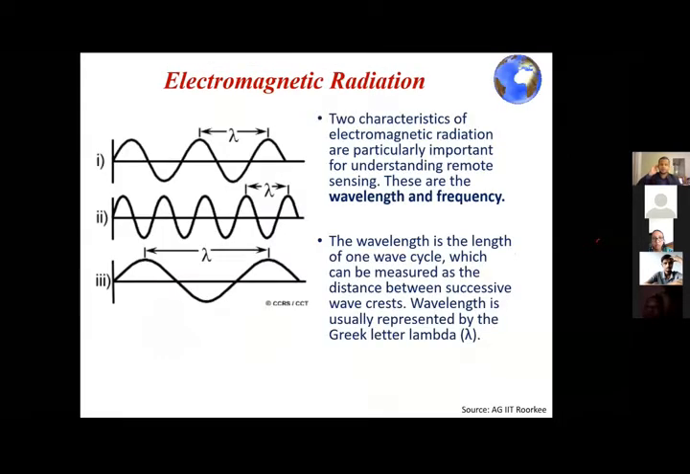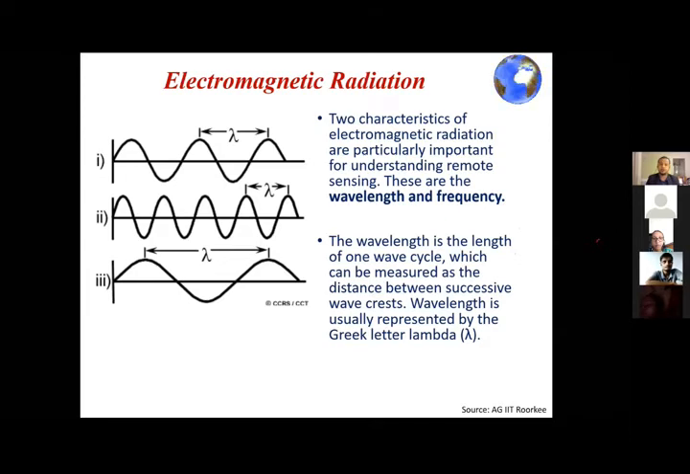Moving on, electromagnetic waves, as I said, are not equal. They vary both based on their wavelength and frequency. Some parts of the electromagnetic waves may have broader wavelengths, some of them can have moderate wavelengths, and some of them have shorter wavelengths.